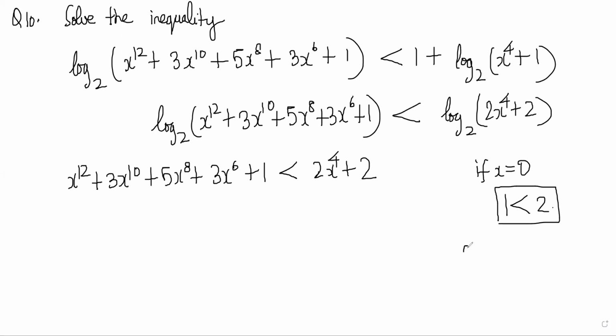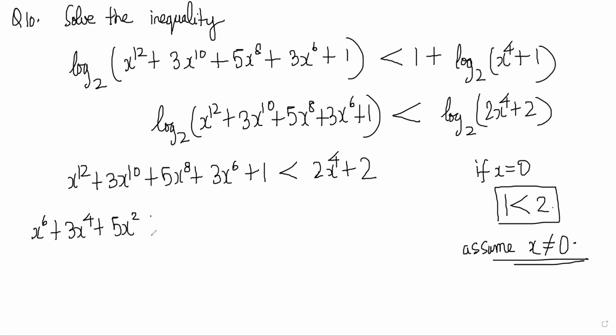And now we will say that assume x is not equal to 0. If we can assume that, then we will be able to divide by powers of x, right? What I want to use here is I want to divide by x power 6 on both sides. So if I do that, I'll get x power 6 plus 3x power 4 plus 5x squared plus 3 plus 1 by x power 6 is less than 2 by x squared plus 2 by x power 6, right?